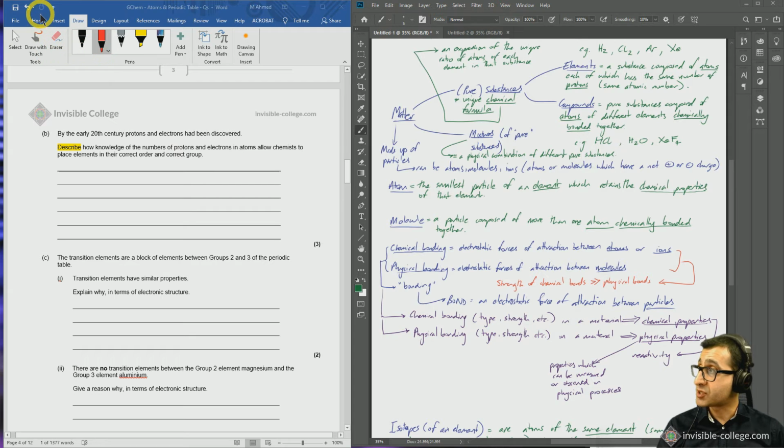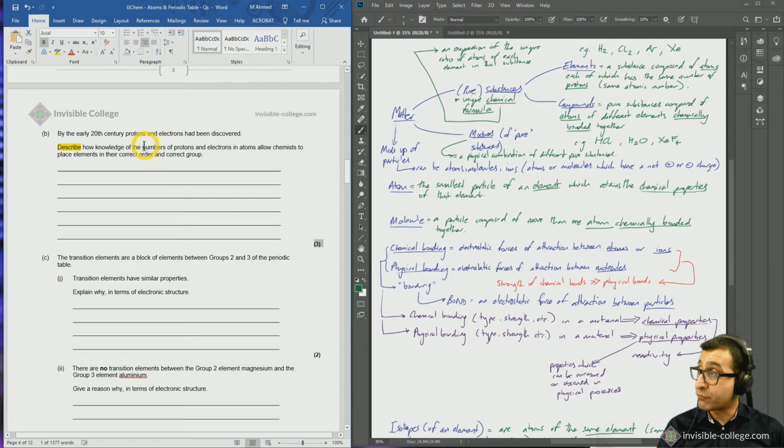When you're answering exam questions, you must give the examiner everything they want. You can't just talk about protons here. You must talk about the number of protons and electrons, and how it relates to placing elements in their correct order and correct group. So notice the wording being used here. This is how you need to pick apart an exam question before you start to answer them.